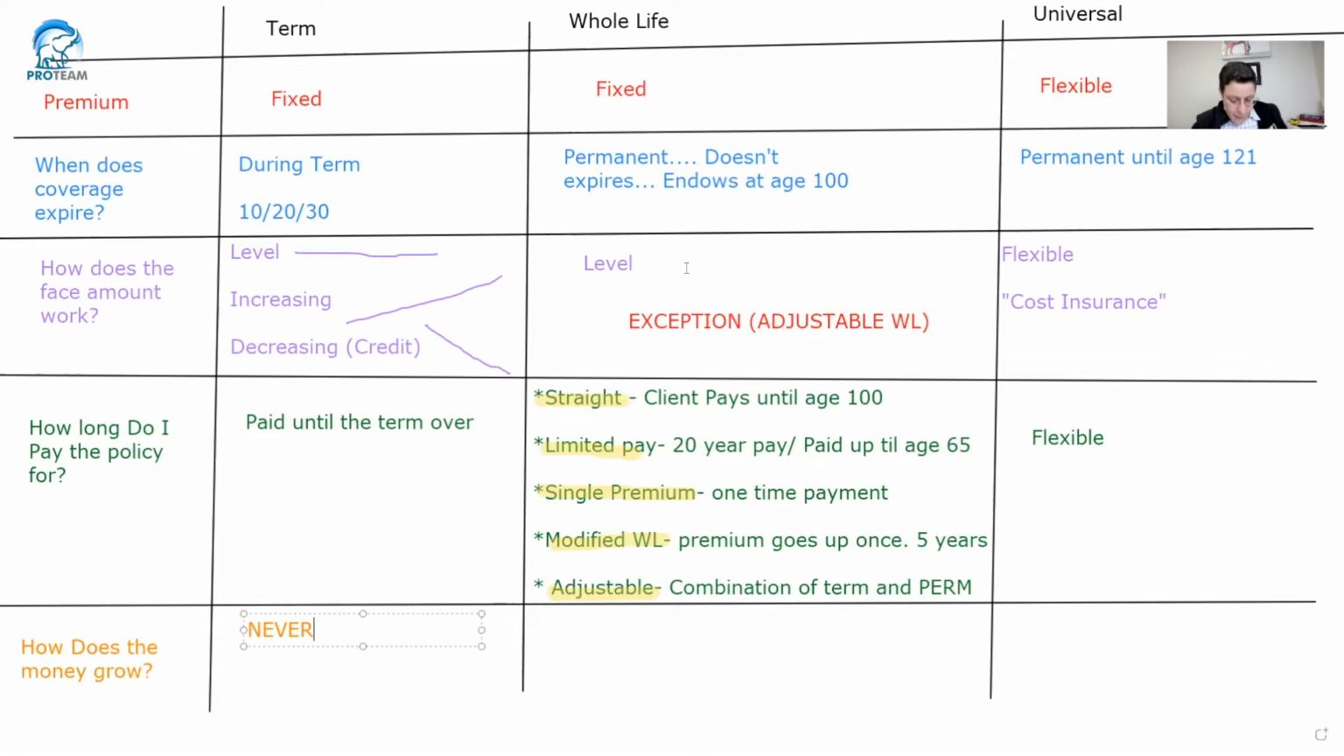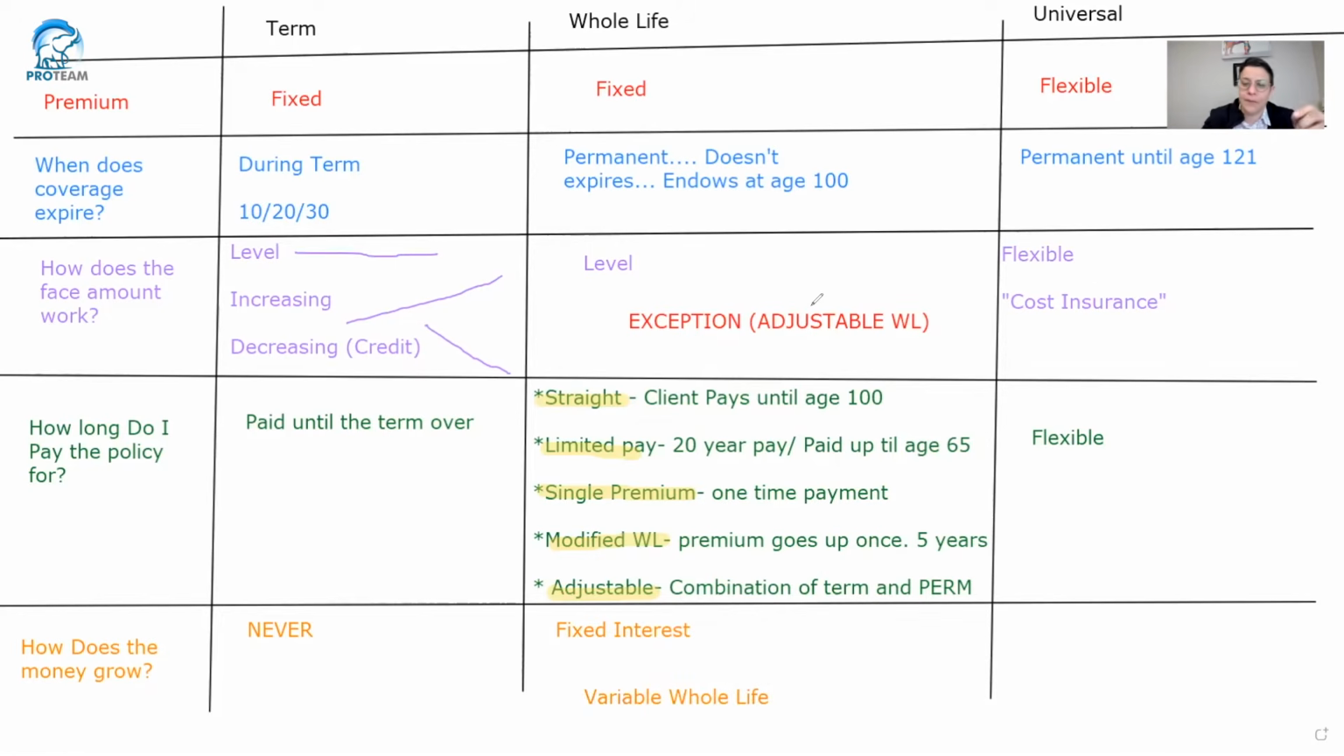Awesome. Now, in the whole life policy, there are two types. It grows at a fixed interest. All of them grow at a fixed interest. However, there is one exception, and it's the one that says variable whole life. I'm going to type it. We're going to call it variable whole life. And here's the way that it works.